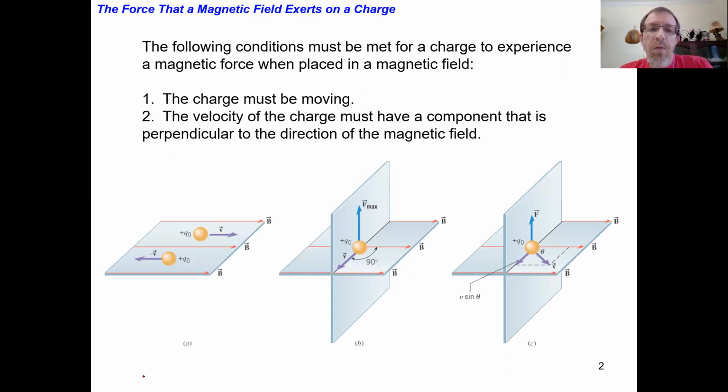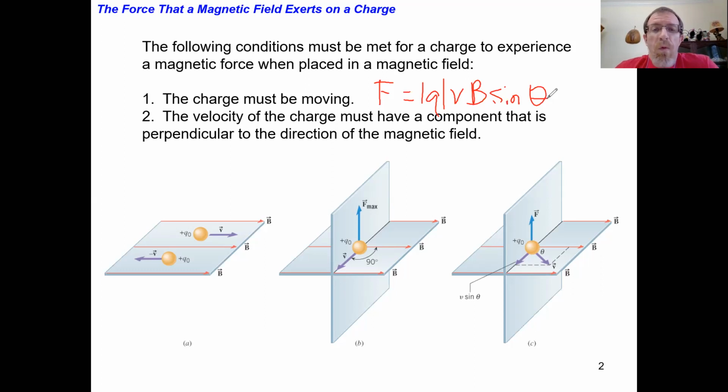In order to have a force on a moving charge, the charge has to be moving. The size of the force is QVB sine theta. So again, F is equal to QVB sine theta. We can see that if the velocity is zero, then there's no force. Obviously, if the magnetic field is zero, there's no force also. If our object is neutral, with no charge or a balanced charge, then there's no force.